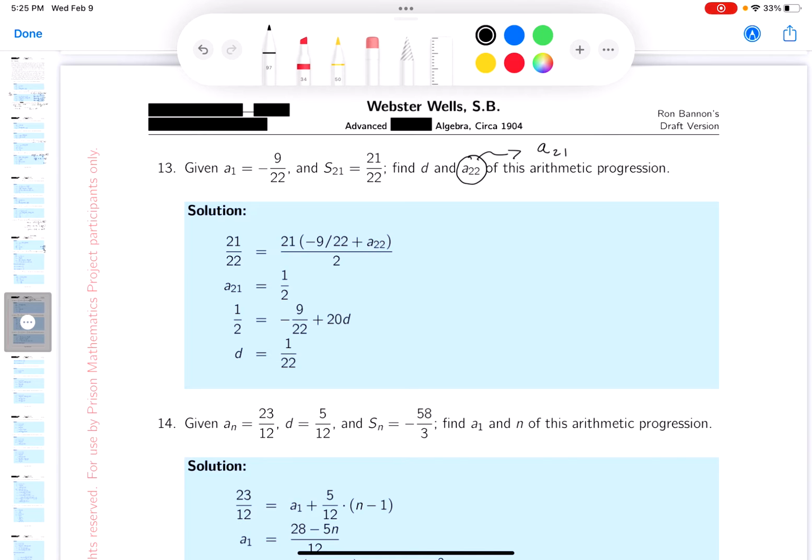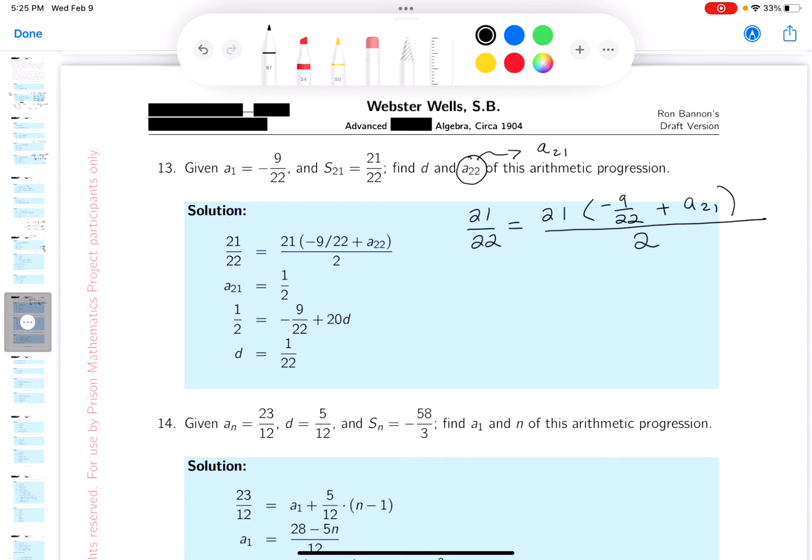So what am I going to do? I'll write down this is 21 over 22 would be equal to, well, this is the sum formula, 21 over 2 times A1, which is minus 9 over 22, plus A21. All right? And let me see if I can do that.